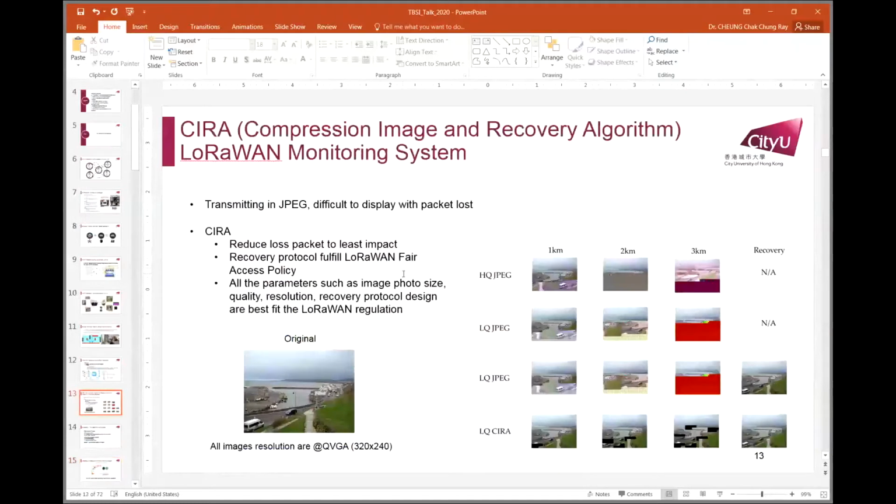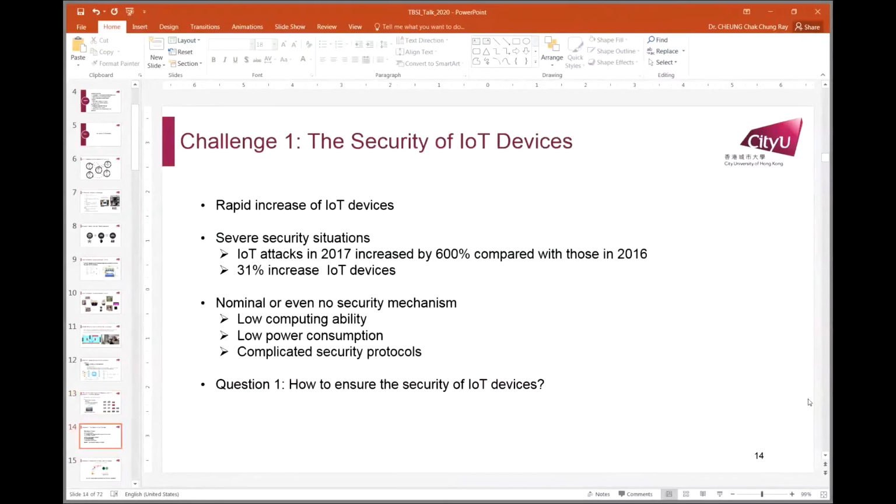And we also propose our new algorithm. For example, this is what we call CIRA, the compressed image and recovery algorithm. This is the JPEG format, and this is our CIRA. We propose our own image algorithm, and we can restore the image. This is the original image. By having the recovery algorithm, using this long-range Wi-Fi, we're able to do the compression. So here are the few applications that we start with.